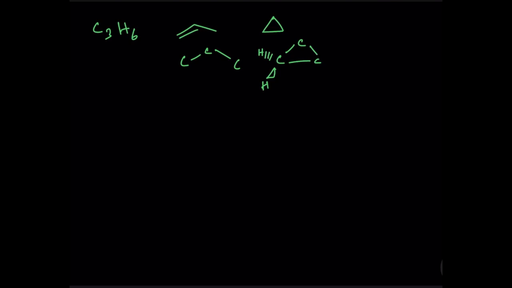So let's say we are comparing cyclobutane and let's say we have methyl cyclopropane, then also we are talking about ring chain isomerism.